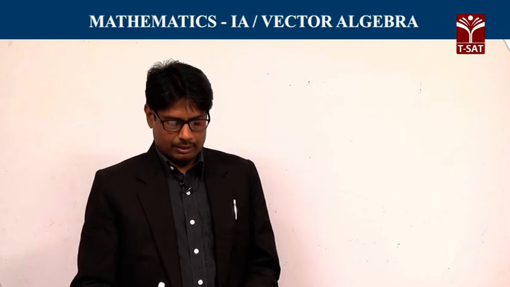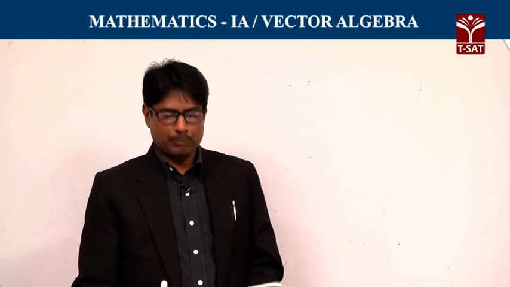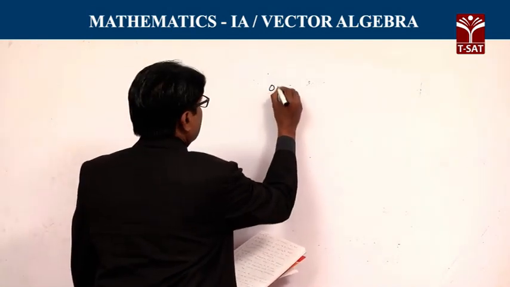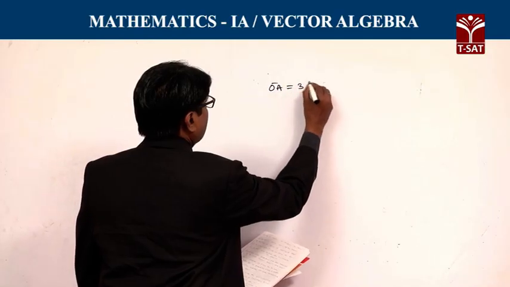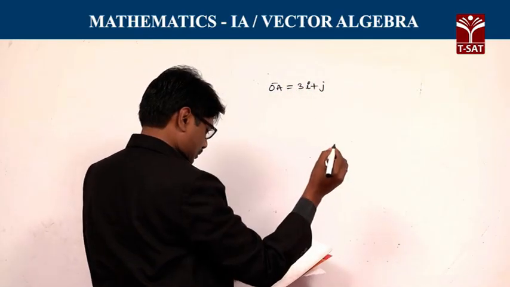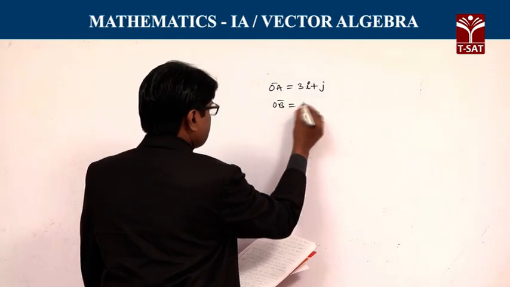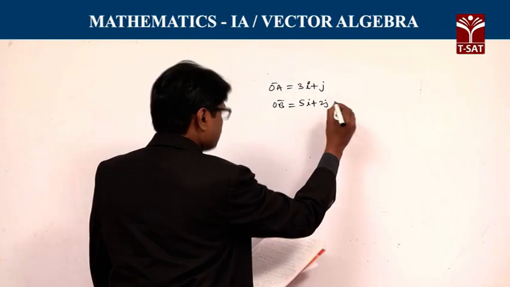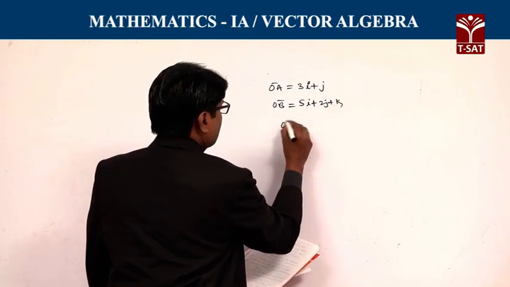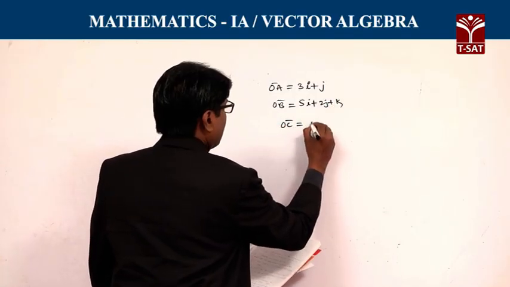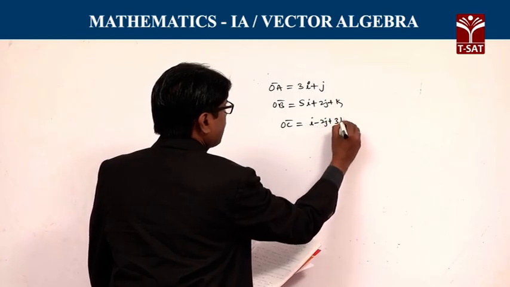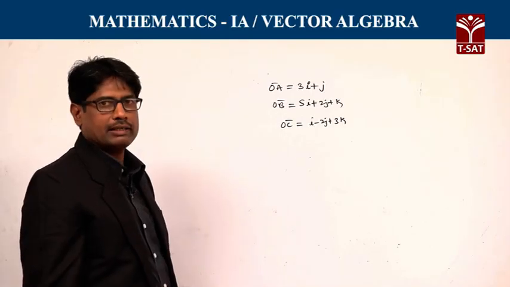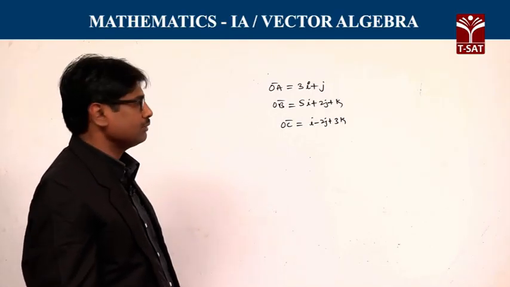Find the area of the triangle formed by the points whose position vectors are OA bar is equal to 3 times i bar plus j bar, OB bar is equal to 5 times i bar plus 2j bar plus k bar, and OC bar is equal to i bar minus 2j bar plus 3k bar. If A, B, C are the vertices of a triangle ABC, then find the area of the triangle.